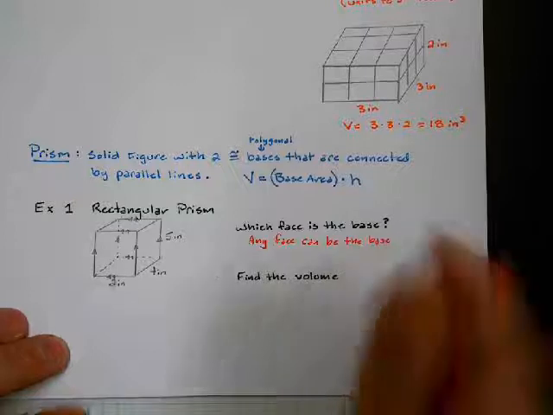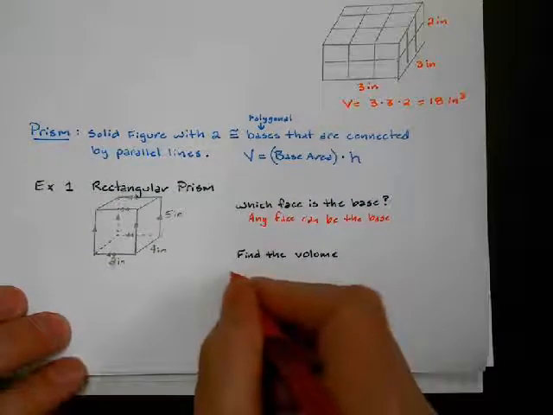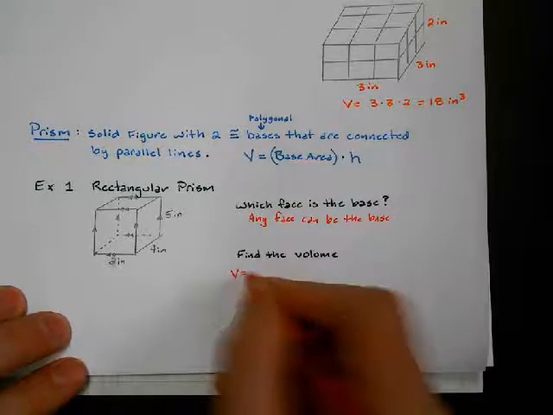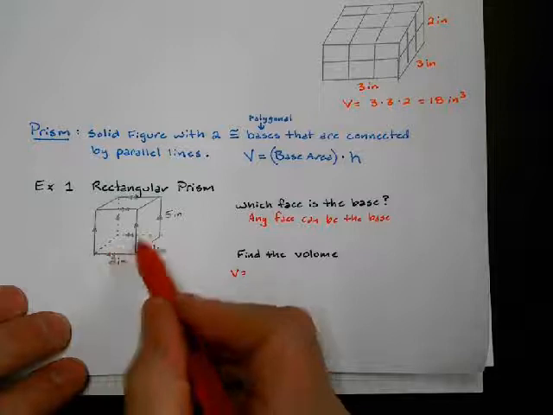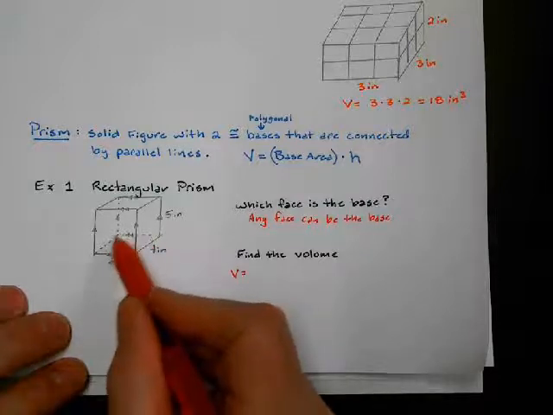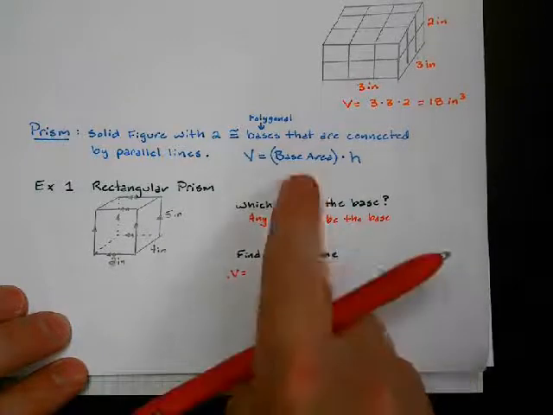So you've got options. If we're going to find the volume, let's find it a couple different ways. Okay, we're going to find the base area. So let's pretend that the bottom is the base. So the bottom down here is the base. It's 2 times 4. So we would find the base area.